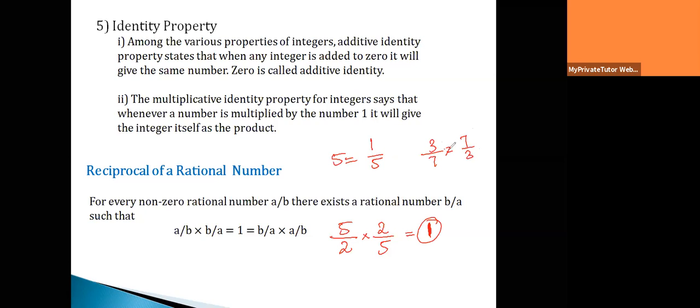If you are multiplying the original number with the reciprocal number, take this example as 5 and 1 by 5. 5 times 1 by 5, what will happen? 5 divided by 5, we'll get the answer as 1. So that is the reciprocal of a number.